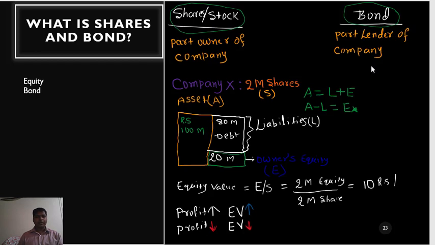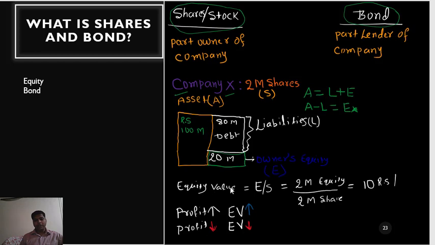Now let's take an example. A company X issues 2 million shares, and it's denoted by the S here. Now let's understand the asset, liabilities and equity model of company X. So here, this is the complete picture: they have the assets, category A, of rupees 100 million, and they have 80 million debt, that is the liabilities, and 20 million here is the owner equity.